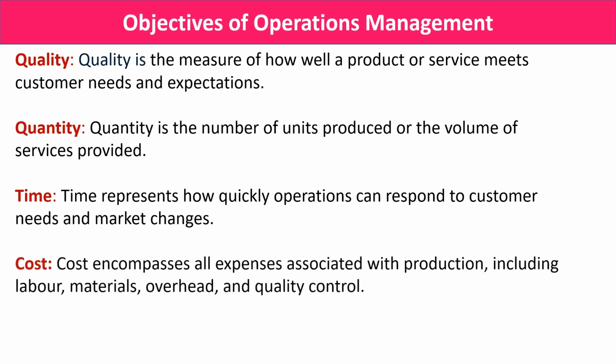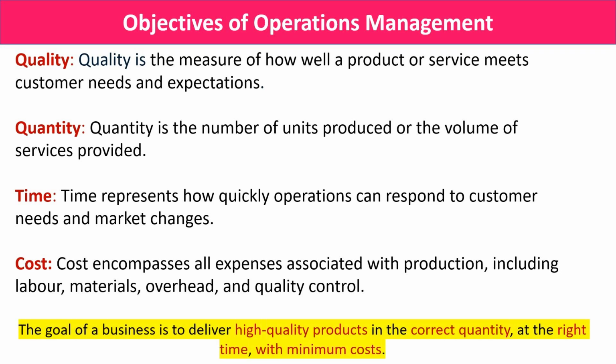Cost. Cost encompasses all expenses associated with production, including labor, materials, overhead, and quality control. Lowering costs can boost profitability, but cost reductions must be balanced very carefully with quality and time to avoid negative impact on customer satisfaction. The goal of a business is to deliver high-quality products in the correct quantity at the right time with minimum costs. And always remember, in operations management, quality, quantity, time, and cost are interrelated factors that play a crucial role in meeting organizational goals and customer expectations.